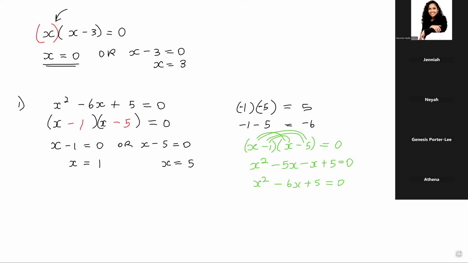So let's say we have x squared take away 10x plus 24 is equal to 0. Because the coefficient of x squared is 1, we know that it's just going to be x and x in there, right? So it's going to be x by x, and that gives me x squared.